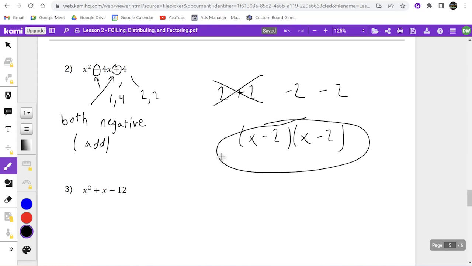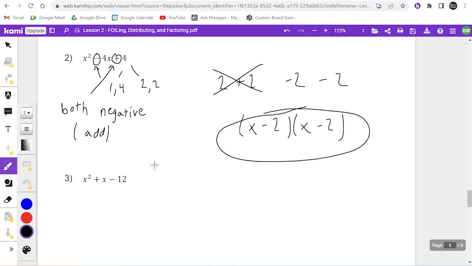This should all seem familiar to you. Maybe you're not great at it. Maybe you're amazing, but you're not better than me, and that's the important thing. I'm better than everyone. Anyways, number 3.